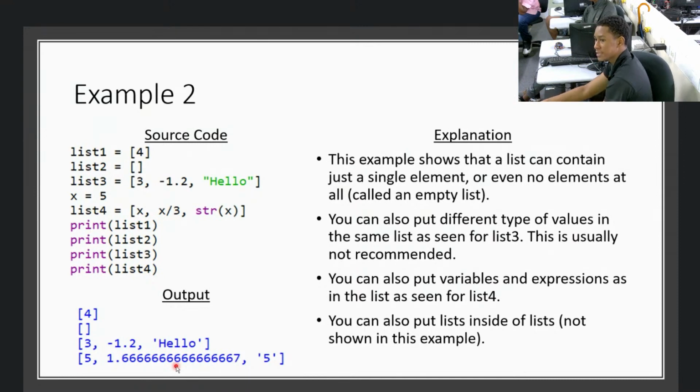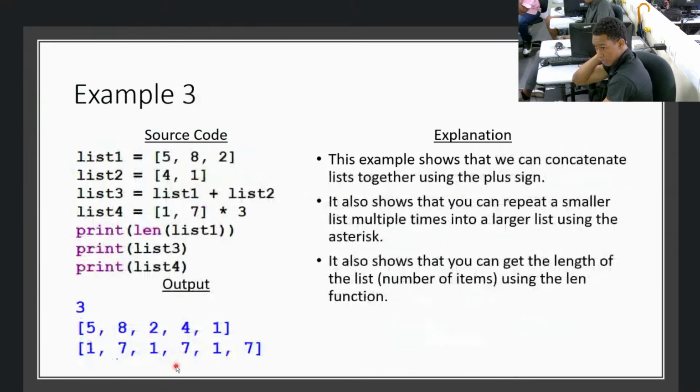You can also put lists inside of lists, which is not shown in this example. So you could put one list inside of another list, and so on and so forth. We can also perform some operations on lists. Let's say list 1 is equal to 5, 8, 2, list 2 is equal to 4 and 1, and then we combine list 1 and list 2 to create our variable list 2.